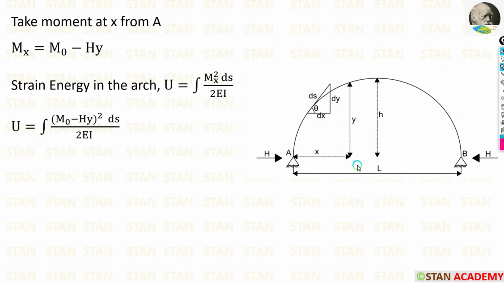In this arch, I am going to take moment at this point. The distance is x meter. So the moment will be m0 minus Hy. The term m0 represents the moment without considering the horizontal thrust. You can see the horizontal thrust on both the sides of the arch. So m0 means the moment without considering the horizontal thrust. So we can say that the m0 means the moment by the vertical loads.